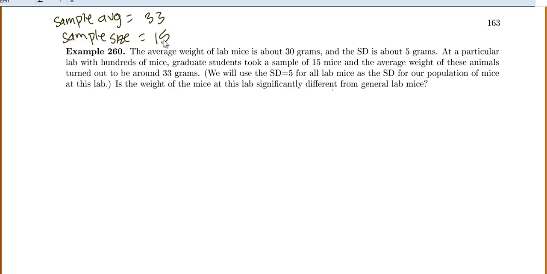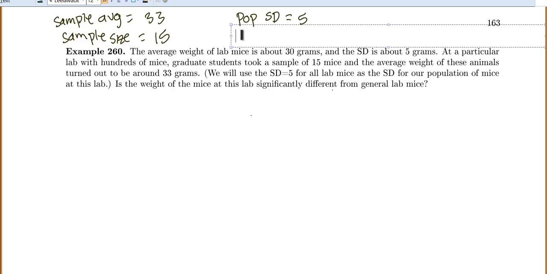So in real life, we usually don't know the population SD, but sometimes in situations like these, we can reasonably guess what it might be. So in this case, a good guess for the standard deviation for all lab mice in this lab is that it could be the same as the standard deviation for all lab mice everywhere. So our population SD, we will estimate as 5.